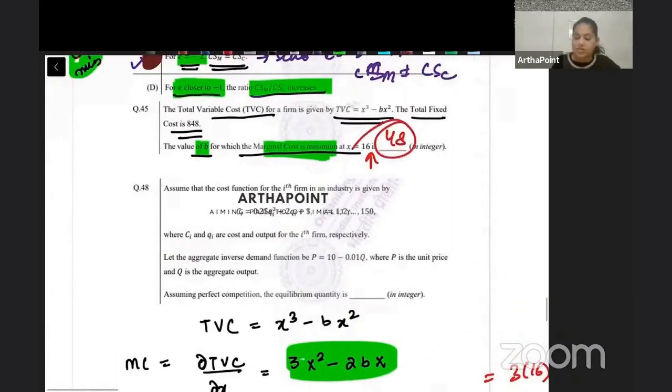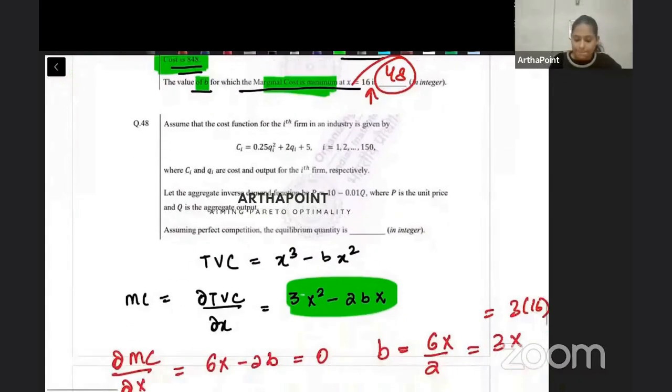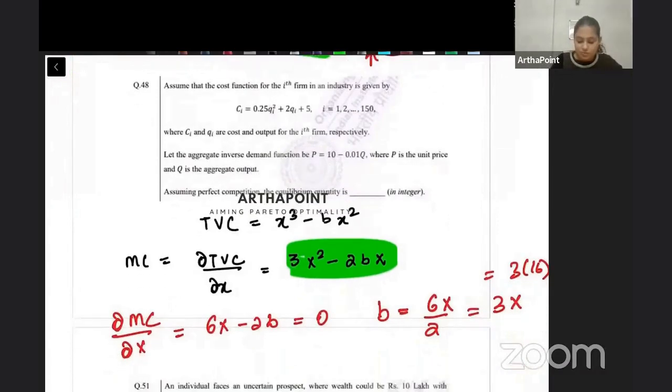Very simple question. You had to double differentiate to get the answer. Fixed cost was of no use. Marginal cost can be found out only by variable cost. You do not need fixed cost for it. That is the answer to this question. Okay. Now come to the next question.